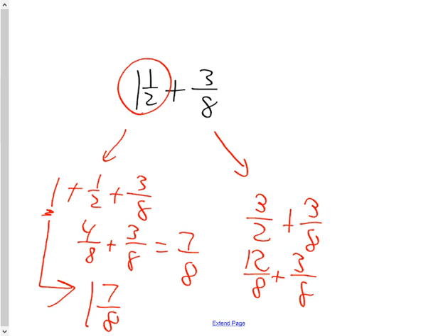Add your numerators. You get 15. Keep your denominator, you get 8. 15/8 is an improper fraction. Your solution is still 1 and 7/8. The exact same answer you got, but you took a completely different pathway to find the solution.